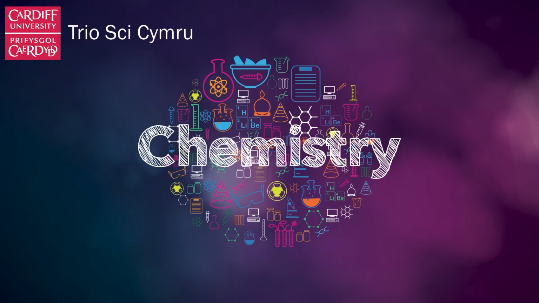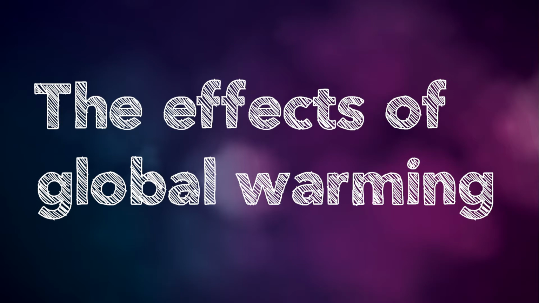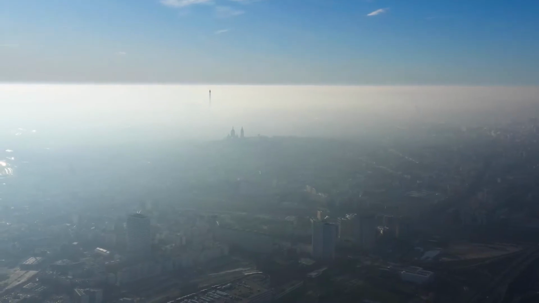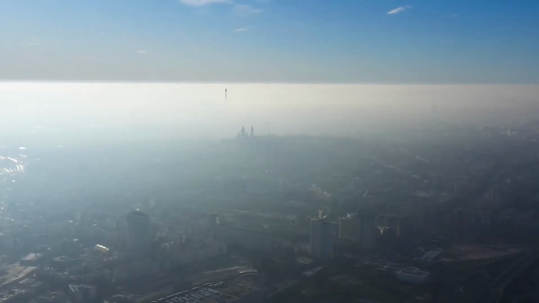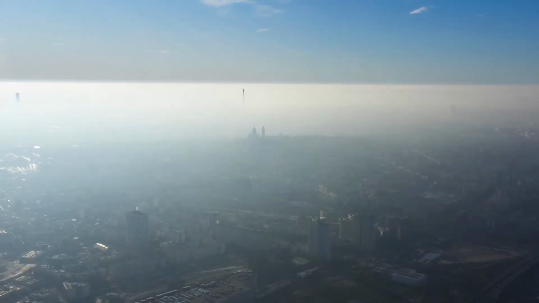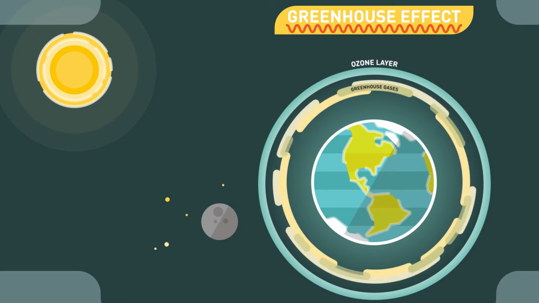In this video, we will be looking at what is global warming and addressing the problems caused by it. Greenhouse gases are gases that trap heat in the atmosphere. These include some of the more common gases such as carbon dioxide, methane, ozone, nitrous oxide, as well as many more. The increase in levels of greenhouse gases is a major reason that global warming is occurring.